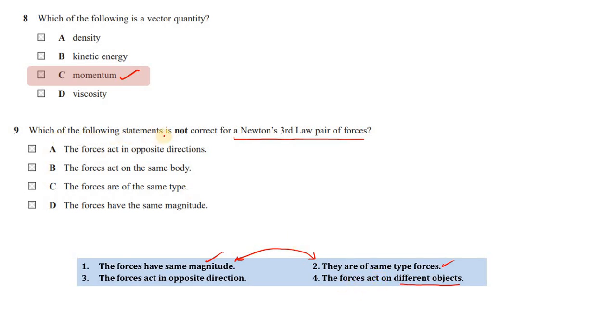So they are asking which of the following statements is not correct. The forces act in opposite directions. Indeed, this is a valid point, so it is correct, but it is not the option. We need to find the not correct statement. The forces act on the same body. No, Newton's third law pair of forces should act on different objects. So the option must be B, because it is not correct for a Newton's third law pair, and the rest are okay. So option is B.